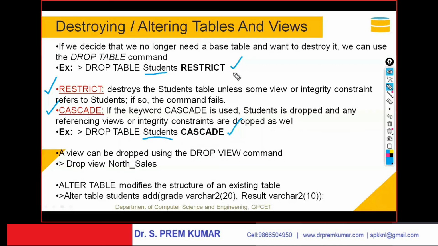Instead of restrict, if I use a command cascade, drop table students cascade, where students is the base table, then what happens when the table students is dropped? Automatically, the dependent views and constraints will be dropped. That is the purpose of cascade.